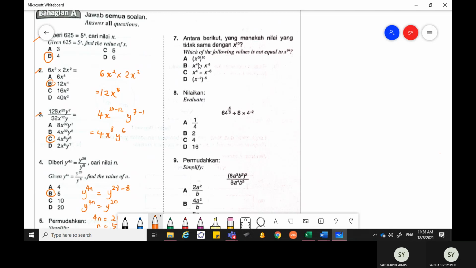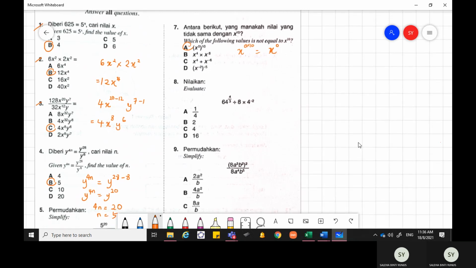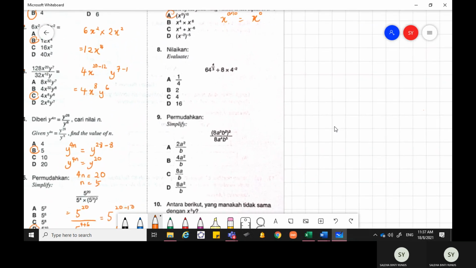So yang ni kita ada power rule tadi. So kalau kita ada power, kuasa lagi dekat luar, so kita boleh darab. So x to the power of 0 times 10. So 0 times 10 you will get 0. So obviously the answer is A. So no need to check B, C, D. Okay. So tak sama dengan x kuasa 10.